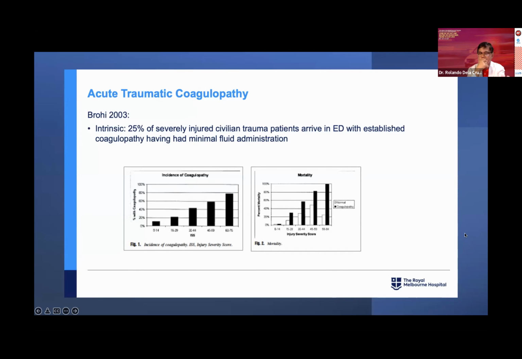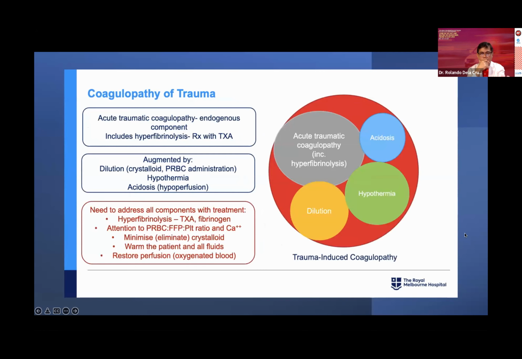Acute traumatic coagulopathy is only one part of the broader condition commonly referred to as trauma-induced coagulopathy. While the spectrum of coagulation dysfunction in trauma ranges from hypocoagulability to hypercoagulability, it's the former that usually predominates early in acute hemorrhage.